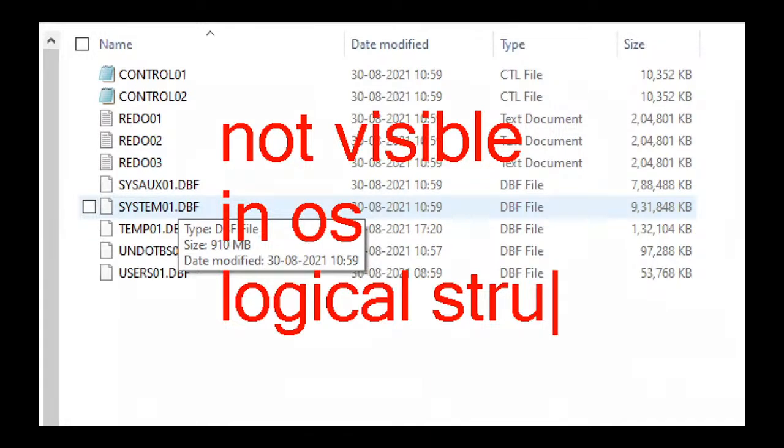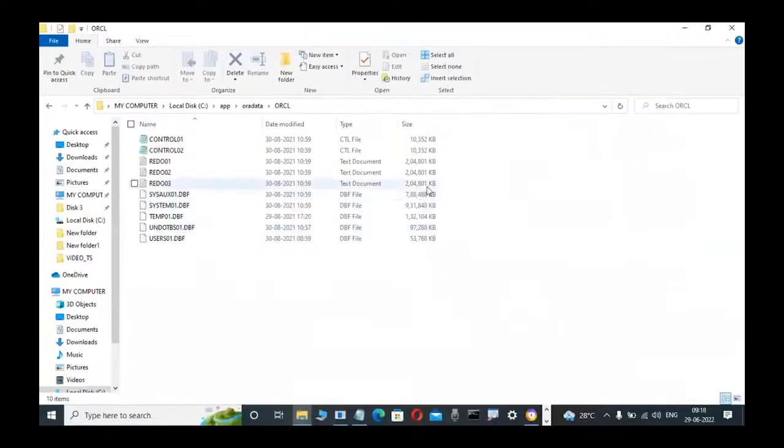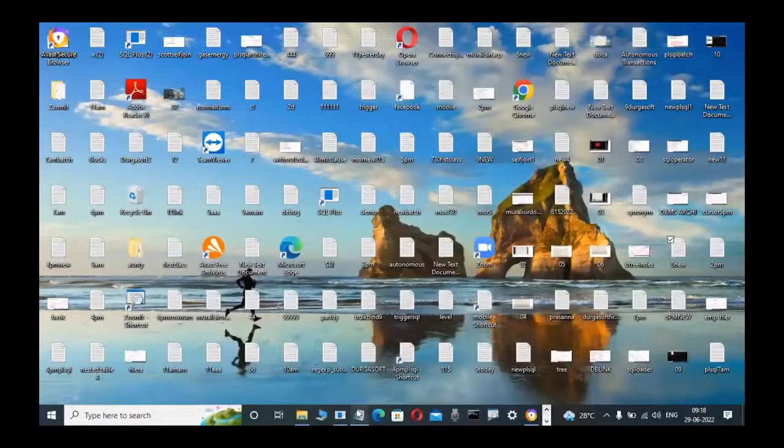That structure is visible in a database. That's why that structure is not visible in an operating system. Many people are thinking, yes, my table is saved here only. That is visible in an operating system, C drive, D drive. They're thinking, no, it is not visible only. So now, what does logical structure mean?